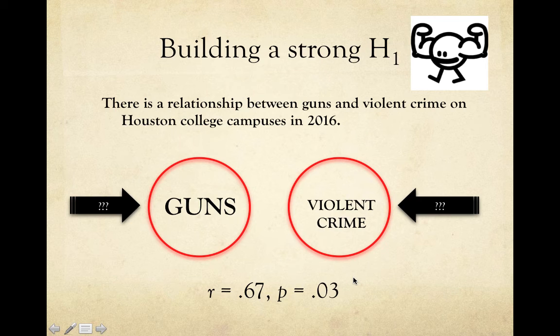This p-value indicates a statistically significant relationship between these two variables since p is less than 0.05. The R tells us additional information about the strength and direction of the relationship between variables. Since R is positive, there is no negative sign in front of the 0.67. That means that as gun carrying rates on campus increase, violent crime on campus increases.